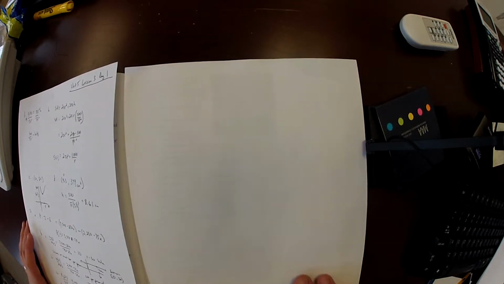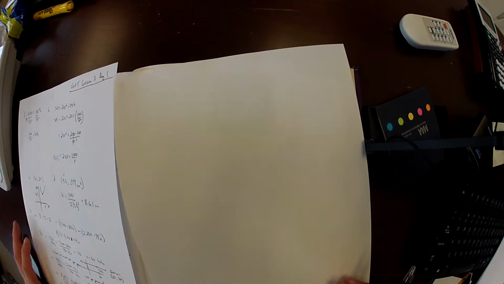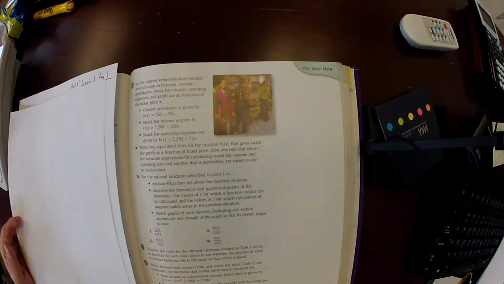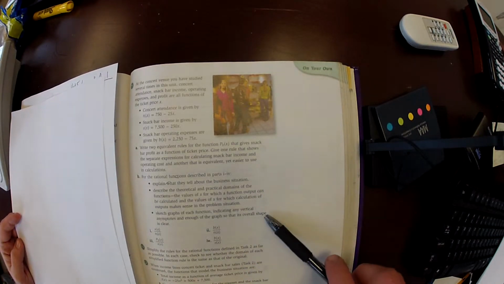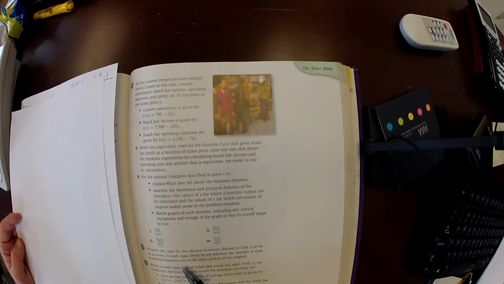And we're going to start with question number 3 today, found on page 381 out of the Core Plus Mathematics Series 2 book, Course 3. It starts off by saying to simplify the rules for the rational functions defined in task 2, which was the previous task we did on day 1, as far as possible, and then in each case, check to see whether the domain of each simplified function rule is the same as that of the original. So we're going to check to see if the domain changes, and we'll see what happens.